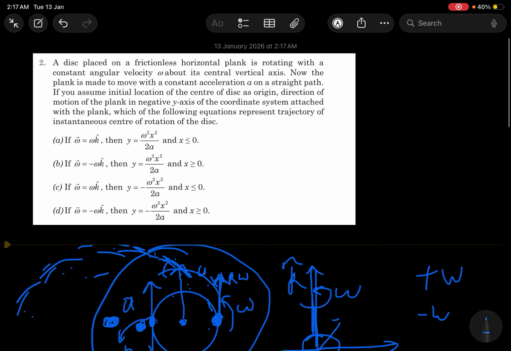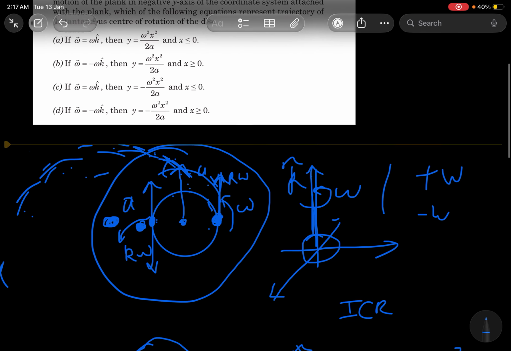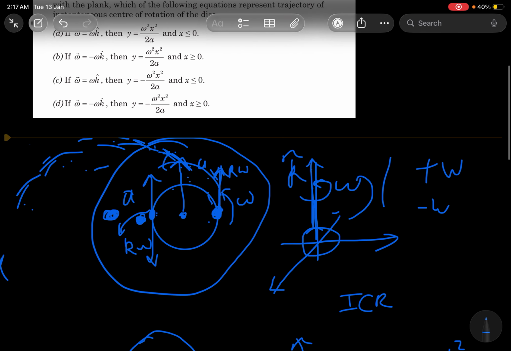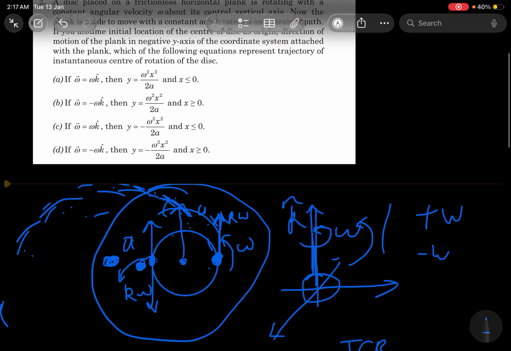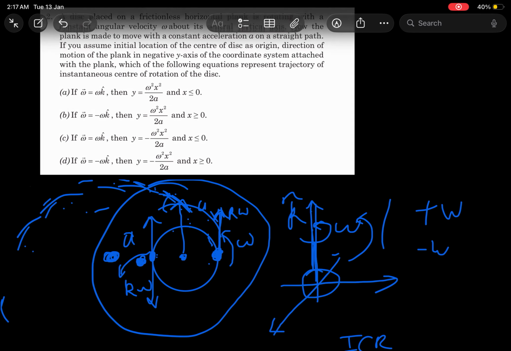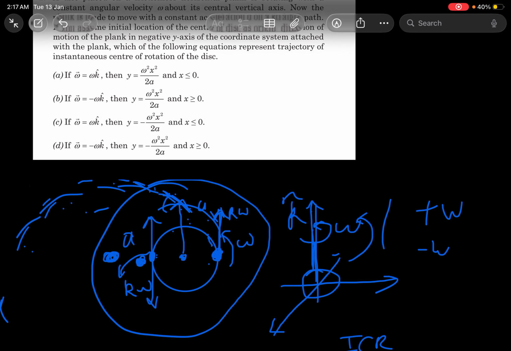So this is what we are getting when we took the omega velocity in the anti-clockwise direction. For positive omega, we were checking for options A and C, and we get y equals omega square x square by 2a. So option A is correct. And it is also saying that x is less than or equal to 0.